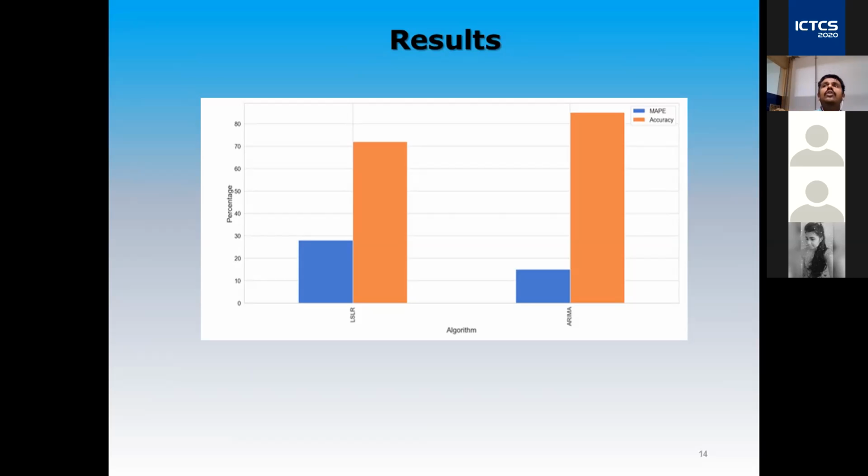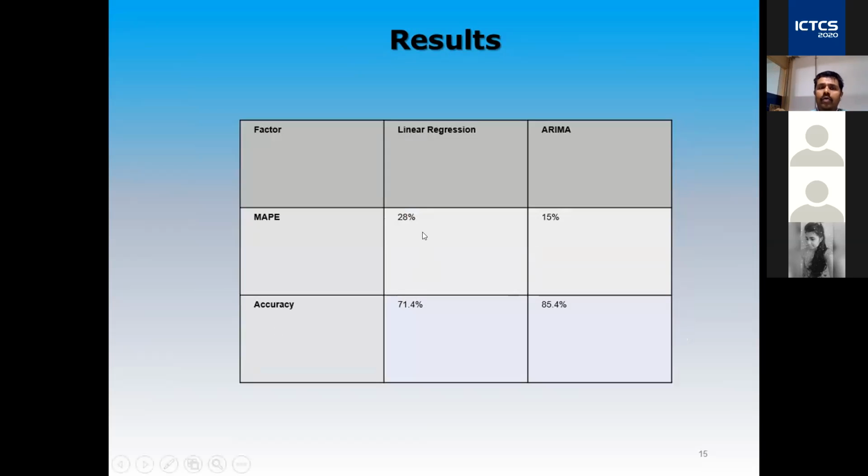We had the data from January 2013 to December 2017. We took the data only from January 2013 to July 2017 and developed the model. Then the test data that we gave was from July 2017 to December 2017. When we plotted, we got an error: for linear regression, the mean absolute percent error was 28%, and for ARIMA it is 15%.